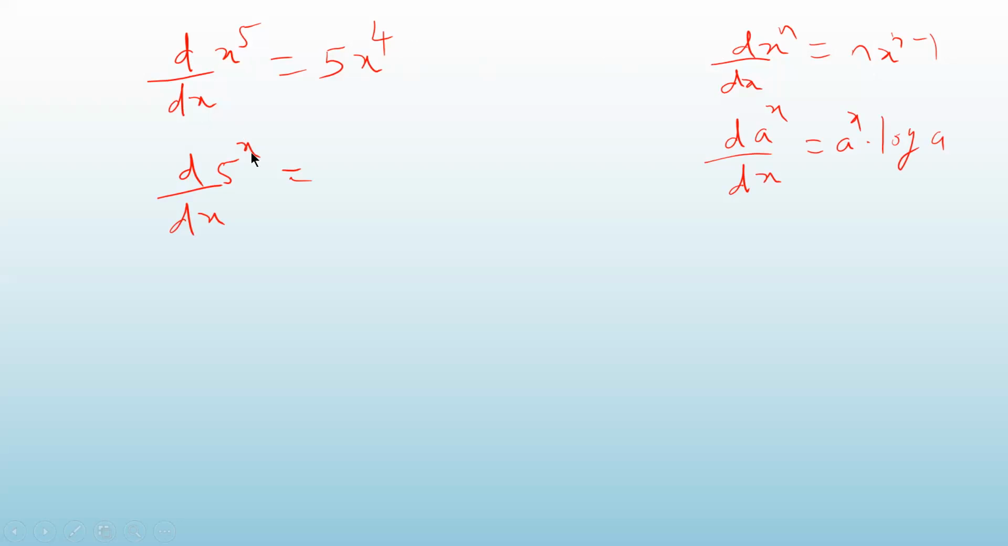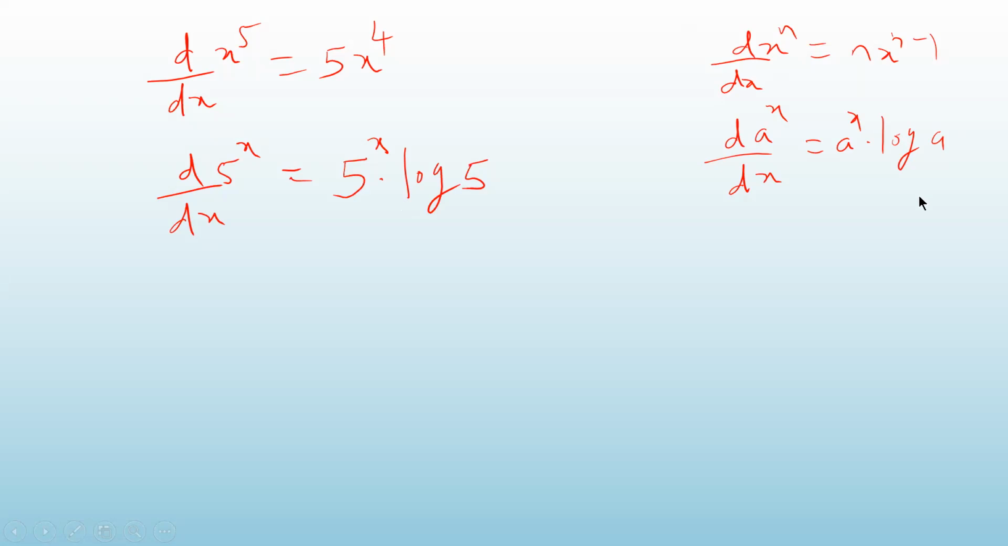But if x is in the power, look here, a raised to x, where a is a constant, 5 raised to x, a is 5. In that case, the answer will be 5 raised to x into log of 5. So remember this, there should not be any confusion here. Whenever x is in the base, apply this formula. Whenever x is in the power, apply this formula.